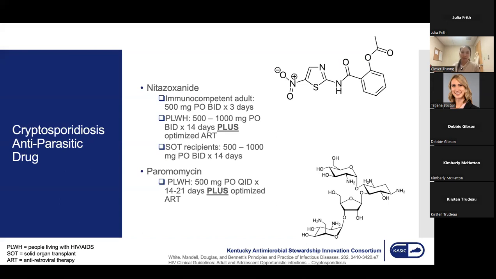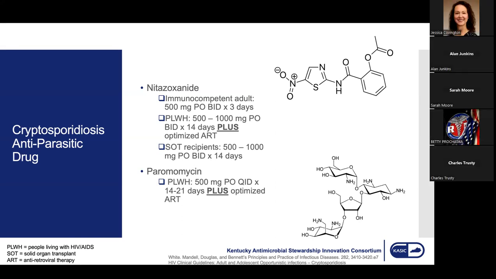If for some reason the patients cannot receive nitazoxanide, another agent called paromomycin, which is an aminoglycoside that is given orally and non-absorbable, can be considered. In the HIV guideline, it recommends that it can be given 500 milligrams by mouth QID for 14 to 21 days, again, in addition to optimizing antiretroviral therapy.